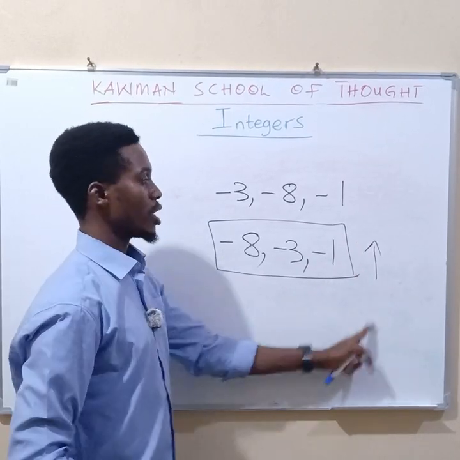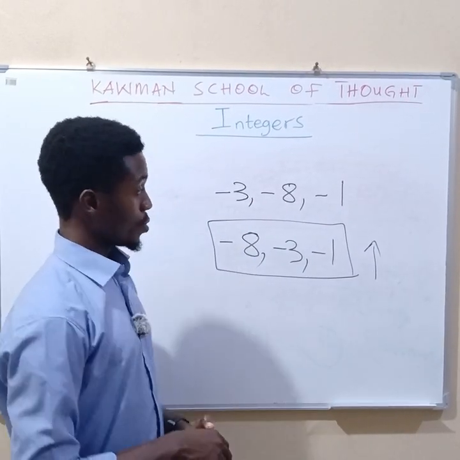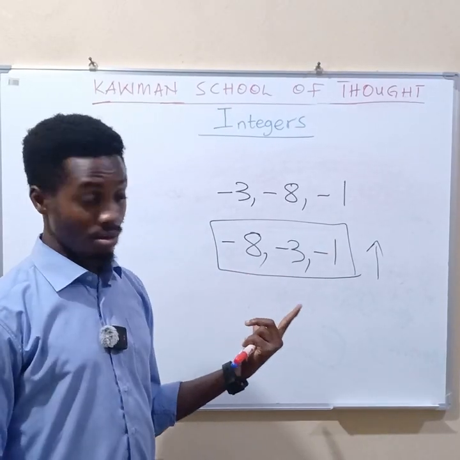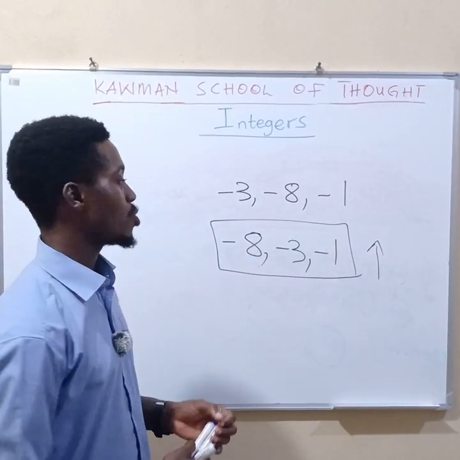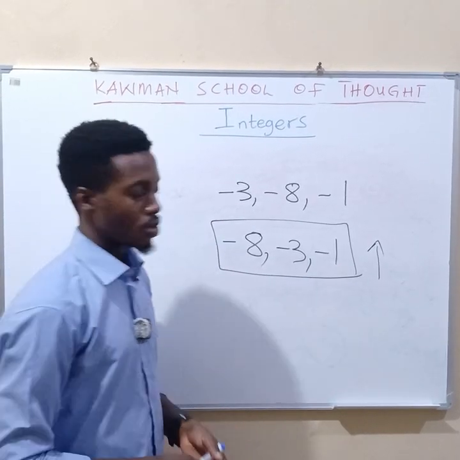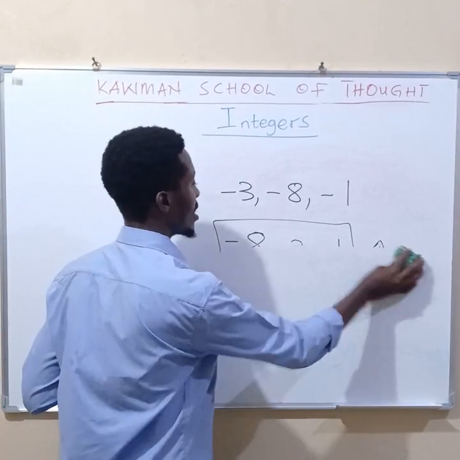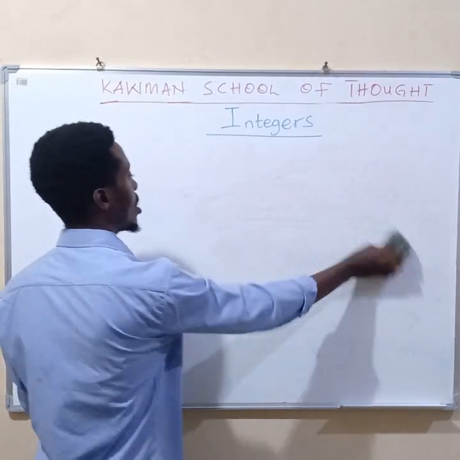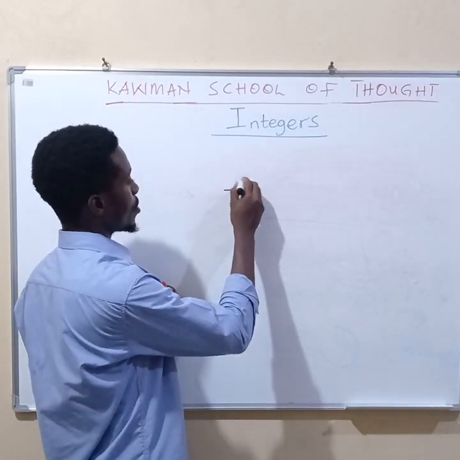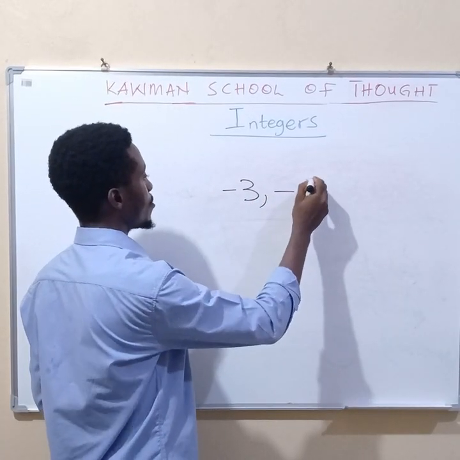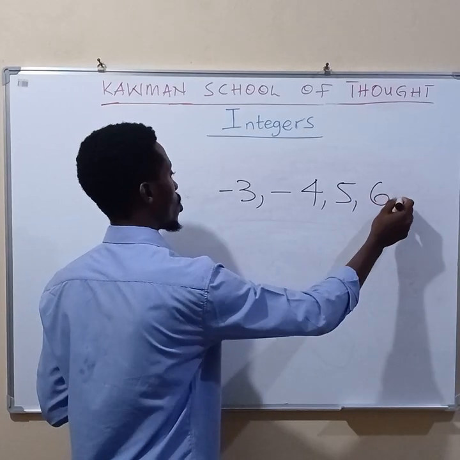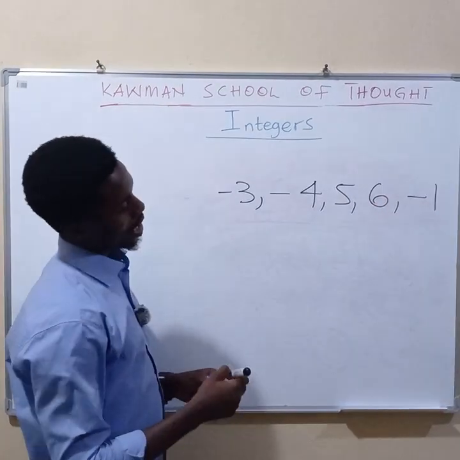All right, so from smallest to biggest. If I'm being asked to arrange these same numbers in descending, it's just going to be what? The biggest number, which is -1, down to the smallest number. So that's that. Now let's spice things up a little bit and mix them up with positive numbers. So say I have -3, -4, 5, 6, and -1.